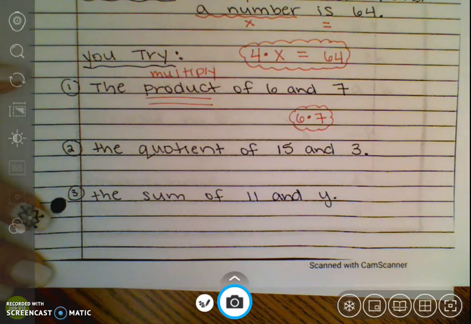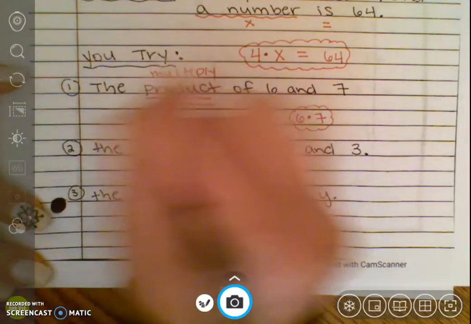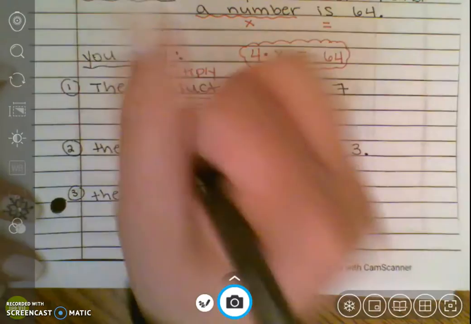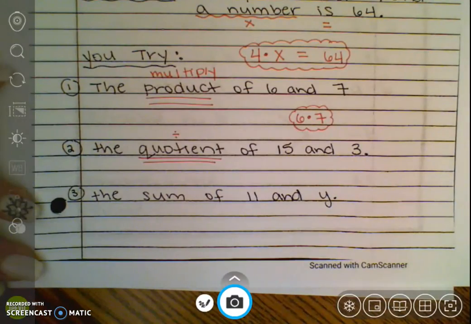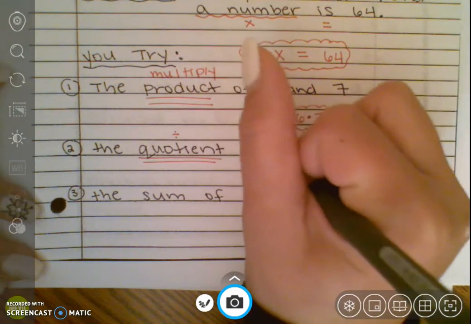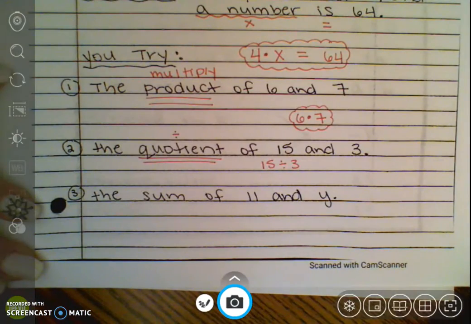Next, it says, number 2, the quotient of 15 and 3. So you have to figure out what quotient means. Remember, that's just fancy for saying division. So put your little division sign above 15 and 3, and you have to do it in that order. So it'd be 15 divided by 3.